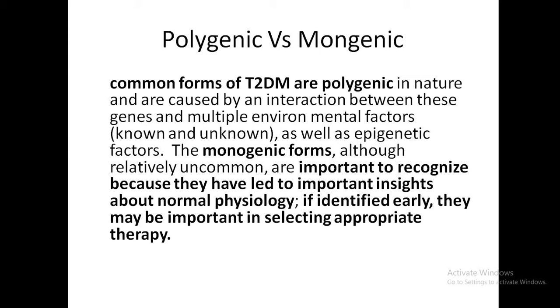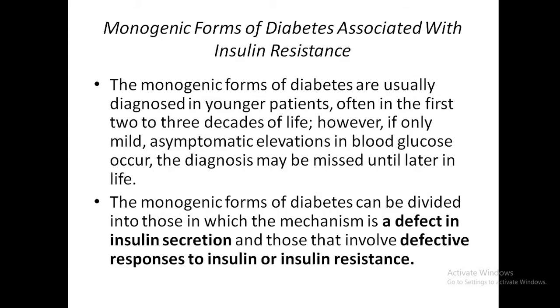The monogenic forms are rare, but it is important to recognize the monogenic forms because they have given us more understanding about the physiology of diabetes, and if identified early, we could start appropriate therapy. I'll discuss the monogenic forms of diabetes associated with insulin resistance.